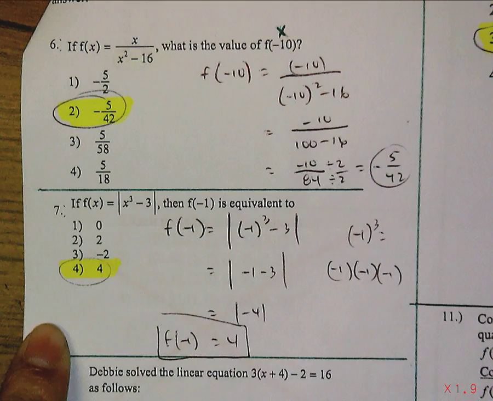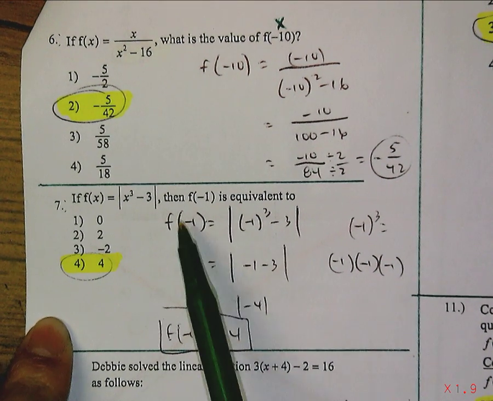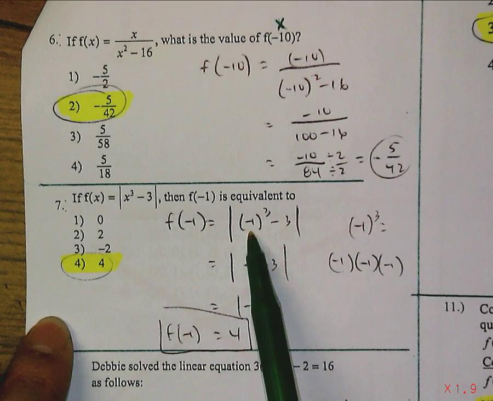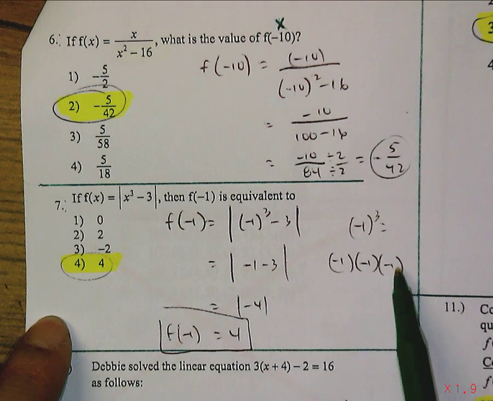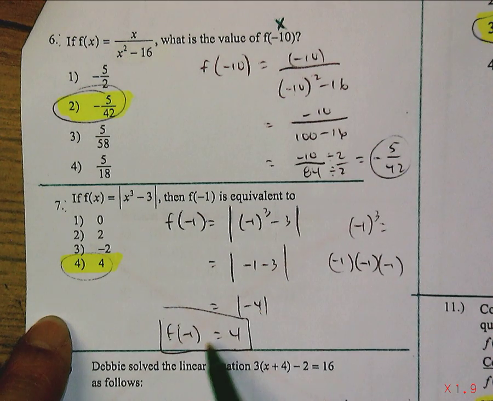Number 7 is asking you the same thing. I have f of negative 1, so I substitute in negative 1. Don't forget, remember, you're putting that negative 1 in the parentheses as a substitution. Negative 1 to the third power gives you negative 1, minus 3 is negative 4. Absolute value of negative 4 is 4. F of negative 1 is 4.